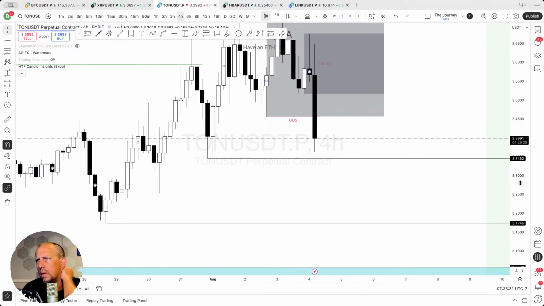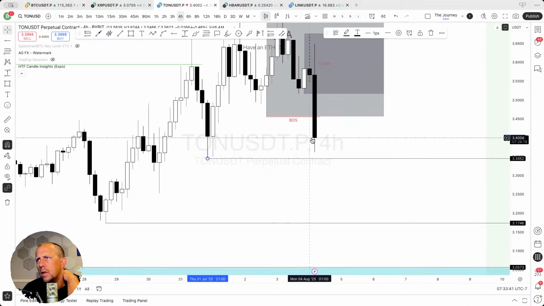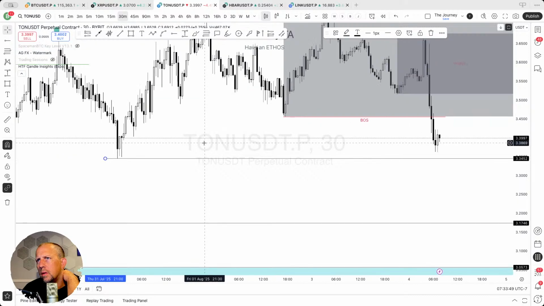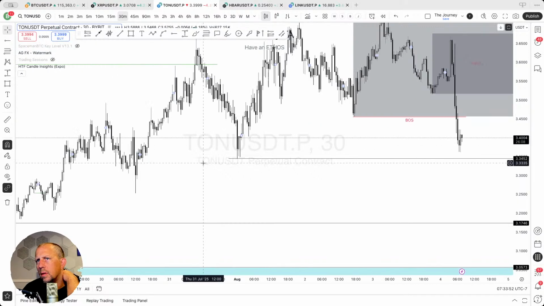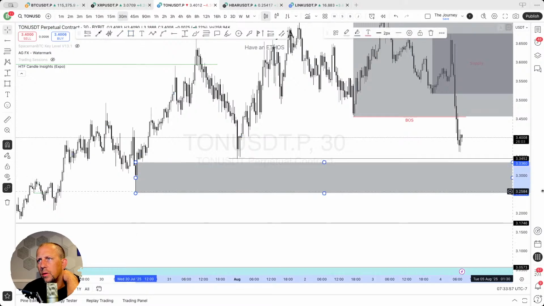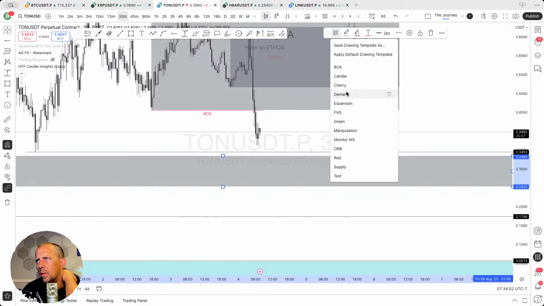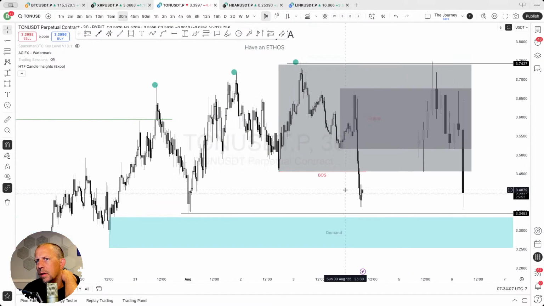I think I would still be, just because the rising tide brings up all ships, right? I think I would still be looking to long on this low. Let's go down to the 30. Is there any demand? I would still be looking to long on that low. Get a 30-minute order block right underneath it. Demand. D for demand.